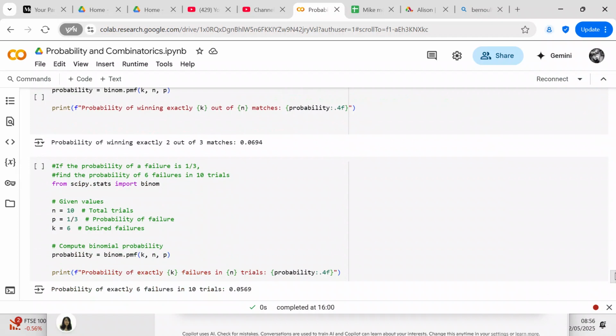So now we have the next question. If the probability of failure is 1/3, find the probability of 6 failures in 10 trials. So your number of trials is N equals 10. Probability of failure is P equals 1/3. Desired failures is K equals 6. Then we're going to use the binomial function in SciPy. So probability equals binom.pmf, K, N and P, which gives you a probability of 0.0569.